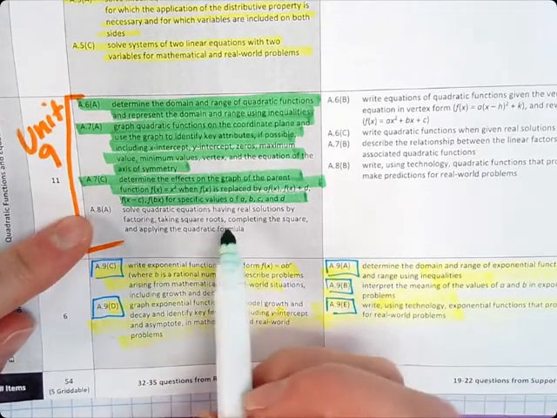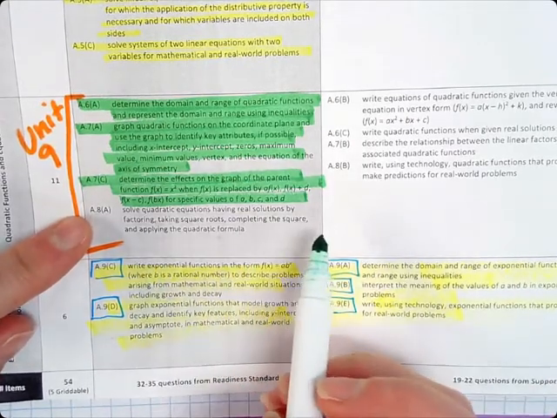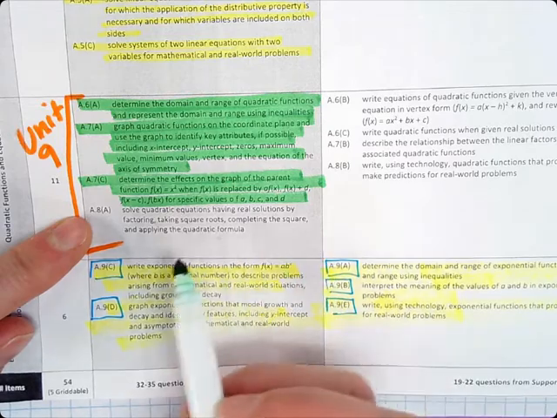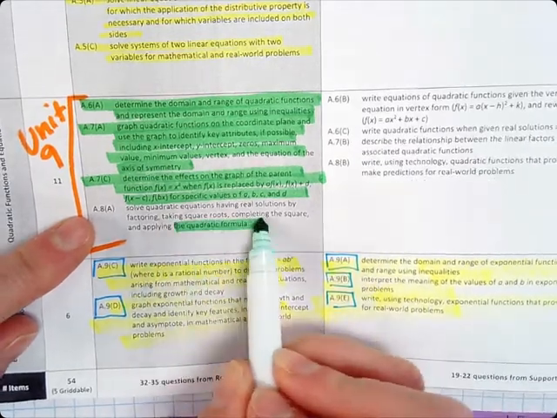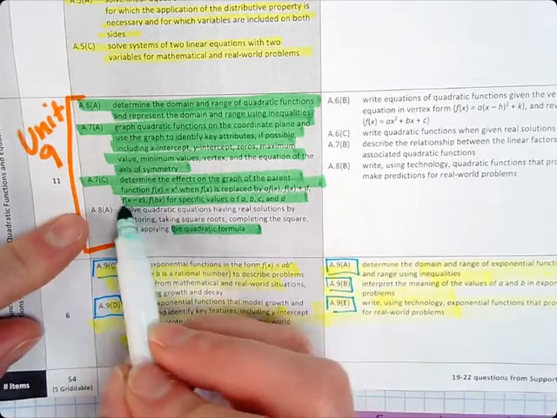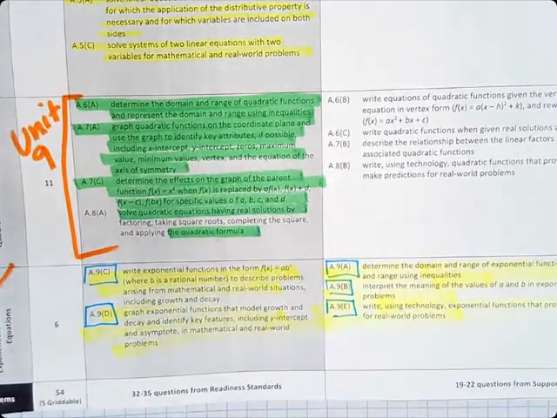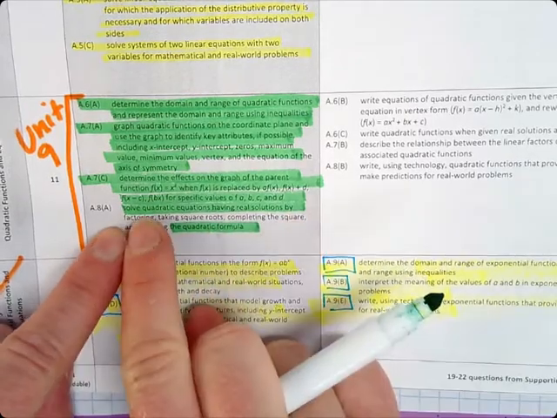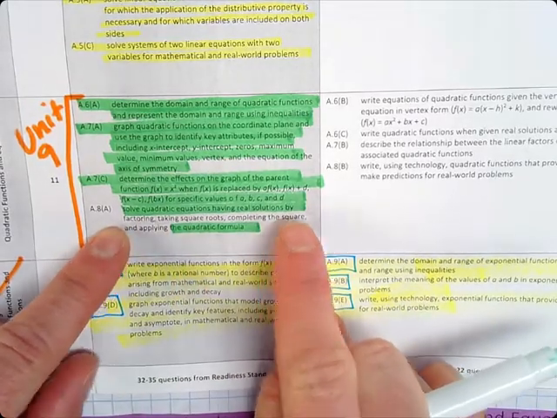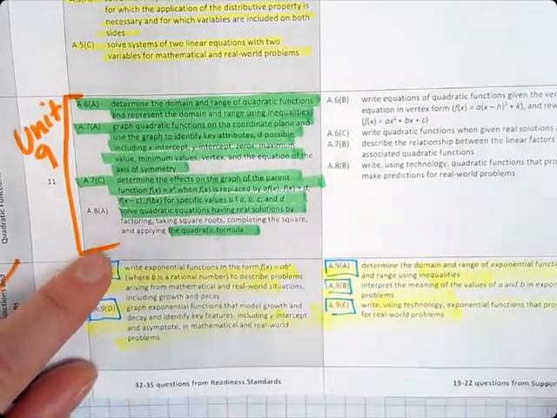A8A, solve quadratic equations having real solutions by factoring, taking square roots, completing the square, and applying the quadratic formula. We've done the quadratic formula. And we have also found the zeros by graphing it and looking at the zeros. So we have not done those specific ways of solving, but that's okay. We have solved quadratic equations.